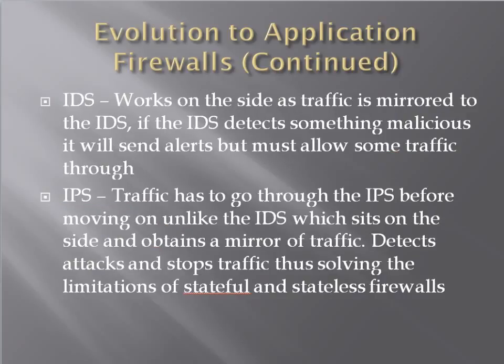So then they had the IDS. It works on the side as traffic is mirrored to the IDS. If the IDS detects something malicious, it will send alerts, but it must allow some traffic through. The IDS sits on the side of the network. Well, it's in the network, but it sits on the side, and the packet has to be mirrored to the IDS. So it has to allow traffic to pass through first, which is not really good.